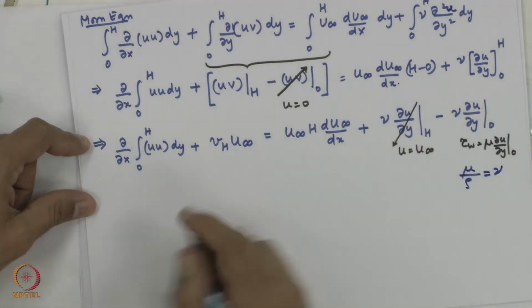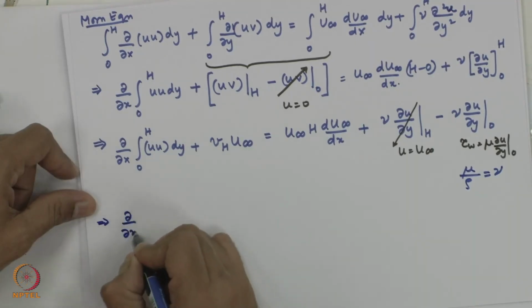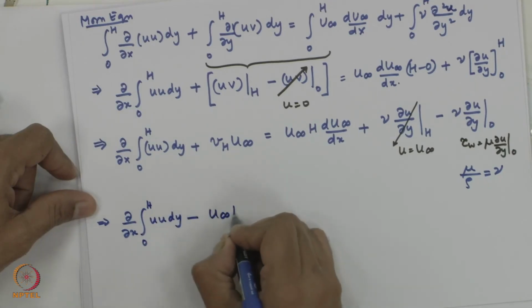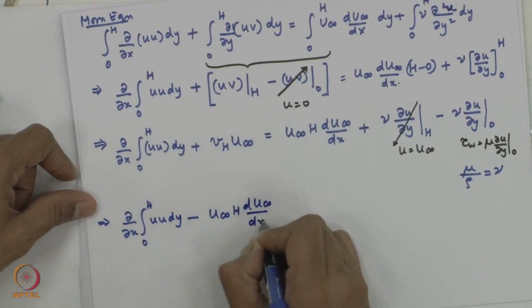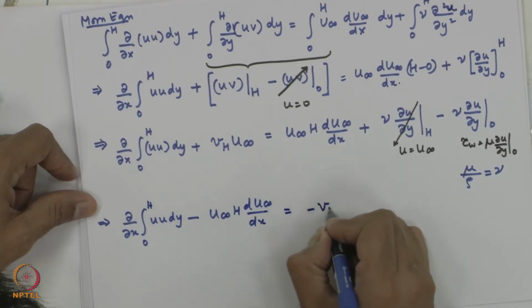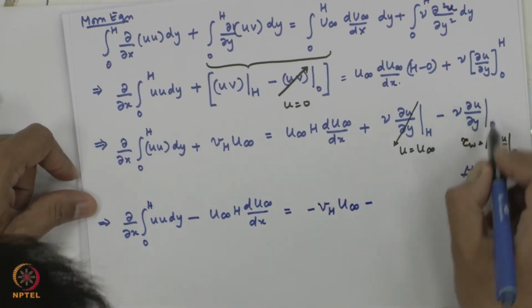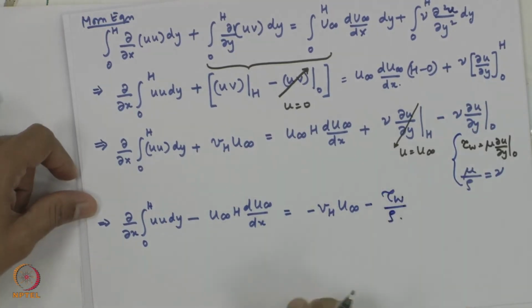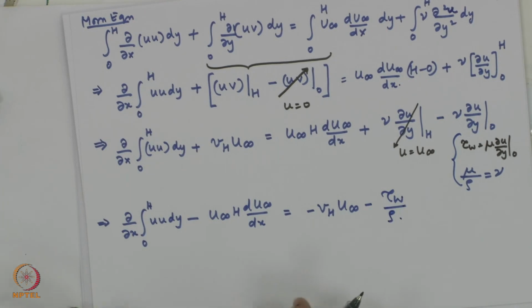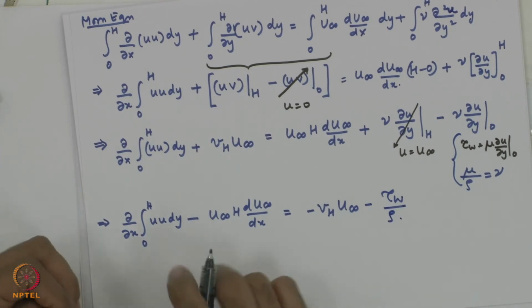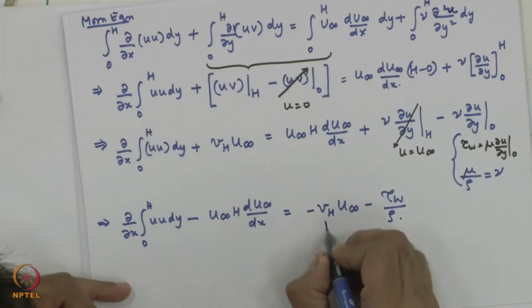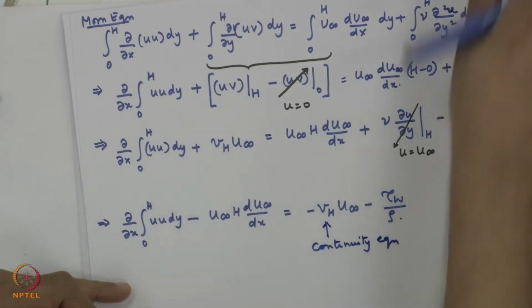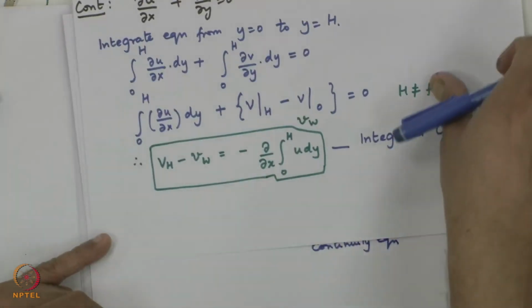So, I can substitute that, and therefore, I would get d by dx of integral 0 to h u squared dy minus u infinity h du infinity by dx is equal to minus Vh u infinity minus, put these two here, you would get tau wall by rho. Okay, now substitute for Vh from the continuity equation. I had this quantity Vh is Vw minus this, I substitute that here.